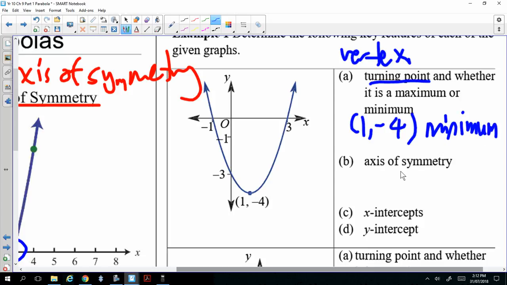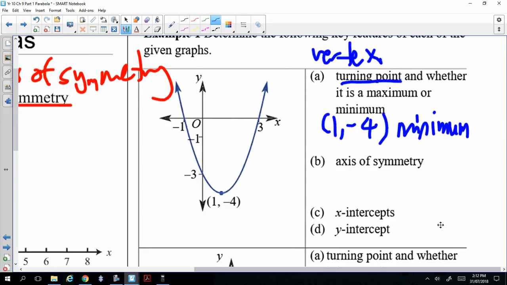All right, that's done. And then we have the axis of symmetry. The axis of symmetry is a line passing through the vertex. And what's the equation of this line? Any vertical line must be x equal to a number, and that number is 1. X equal to 1. And then you can tell from the graph what the x-intercept and the y-intercept are.